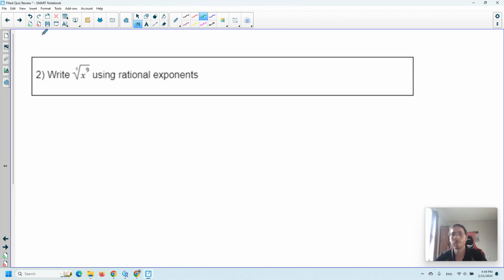All right, for number 2, we need to write the 4th root of x to the 9th using rational exponents. So remember, the little index number is the denominator.